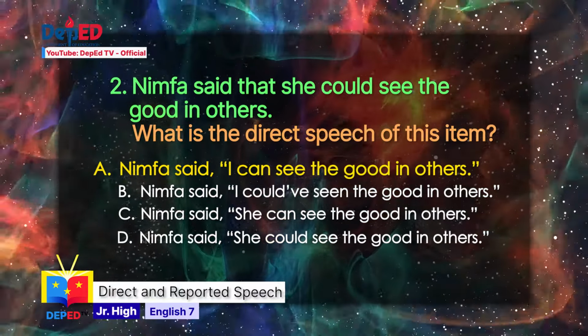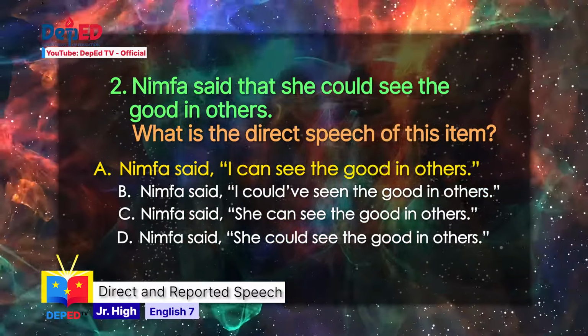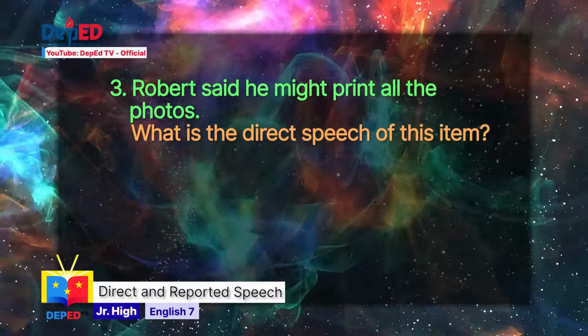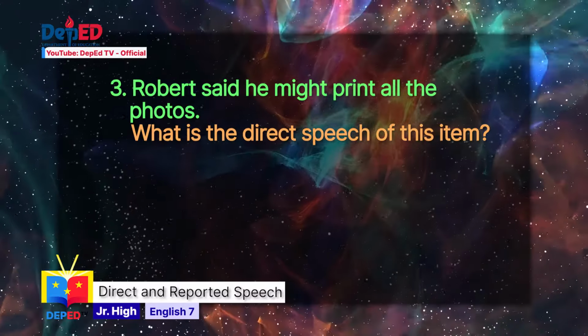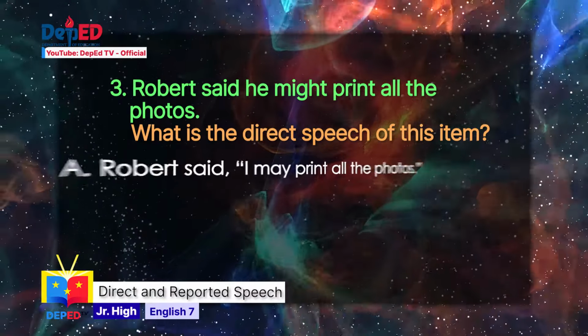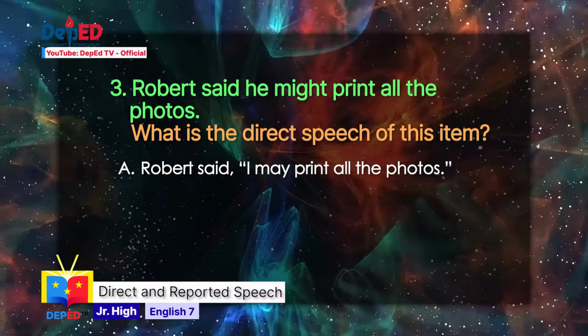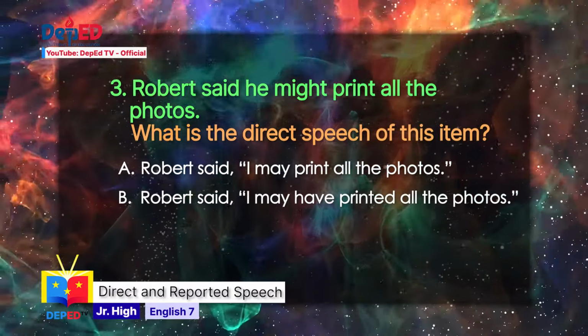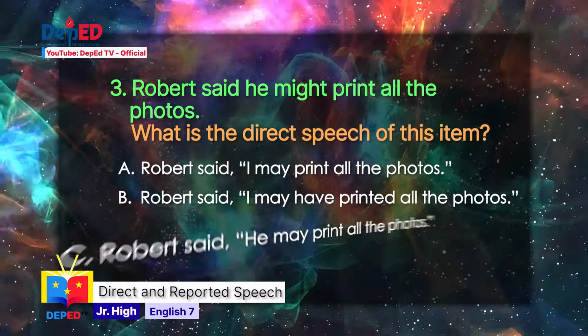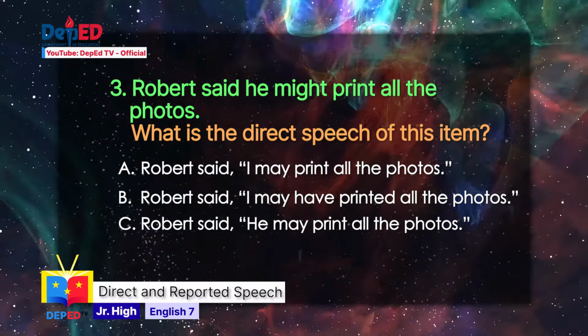Number 3. Robert said he might print all the photos. What is the direct speech of this item? Letter A. Robert said, I may print all the photos. Letter B. Robert said, I may have printed all the photos. Letter C. Robert said he may print all the photos. Or letter D. Robert said he might print all the photos.